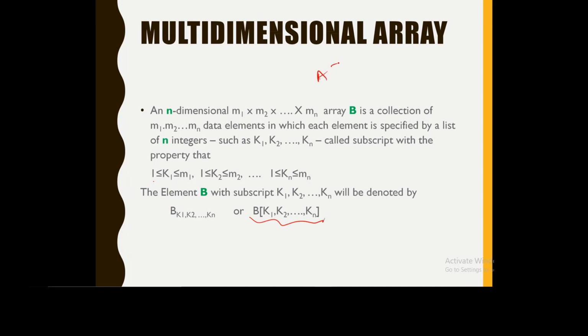And we can denote it like this: B of k1 k2 kn. For example, if I have an array of 10 elements and I'm writing the element in index 5, this is the k, and here there is only one dimension. In the case of multi-dimension, we will write it like this: k1 k2 kn. So these will be the subscript values of that element for which we want to find out the location.